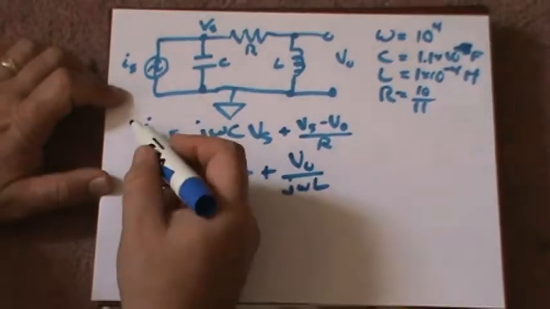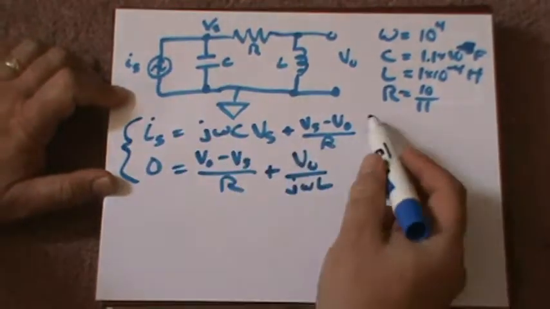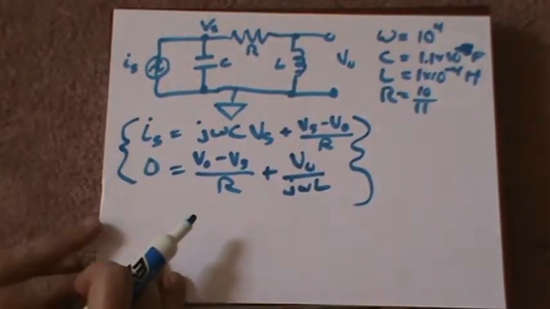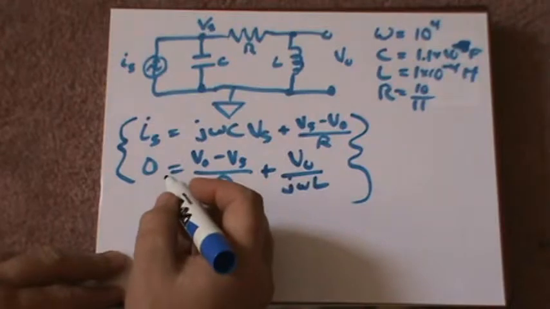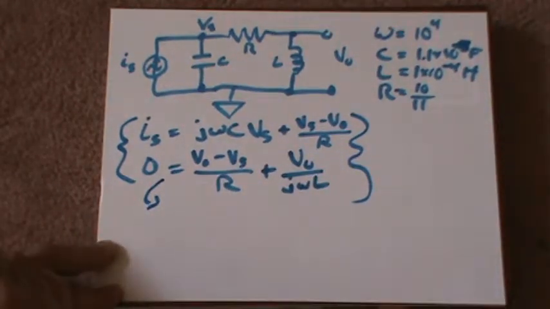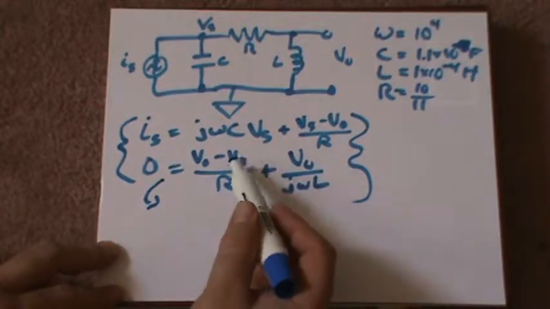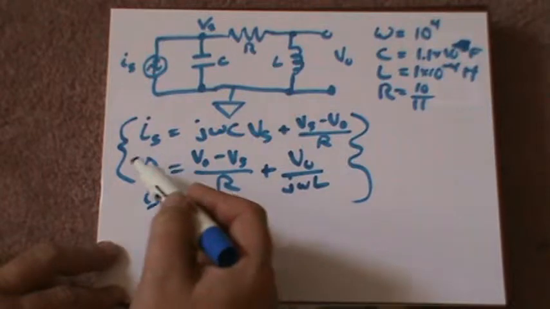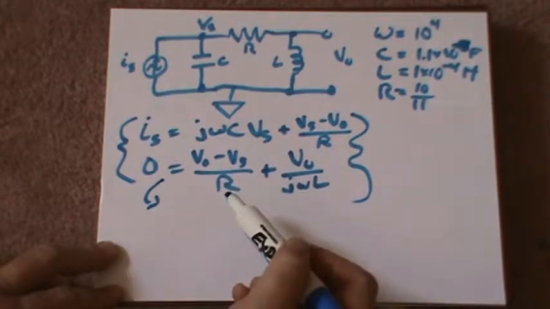So that gives me my two basic equations that describe the steady state of this circuit. I can now use the bottom equation to get an expression for my Vs. All I'm going to do is take this minus Vs over R in here. I want to get Vs to the other side. Vs only appears in one spot.